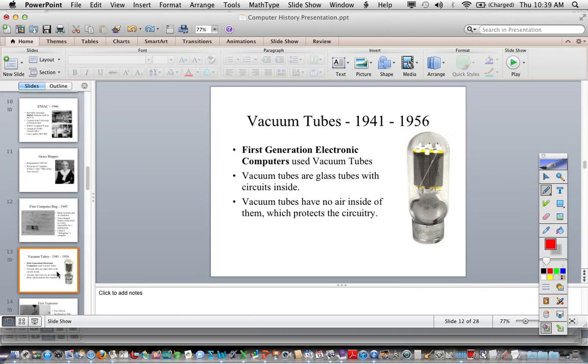Anyway, vacuum tubes. Okay, so now this last stretch here, we're going to get into, in your notes, the generations of computers. So in your notes you want to go first generation, second generation, and so forth. First generation would be vacuum tubes. Did you guys ever see that? Vacuum tube. You got that? Okay.